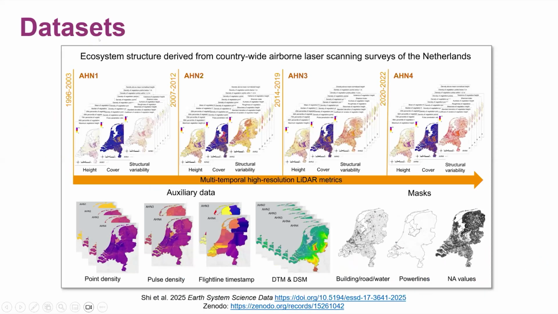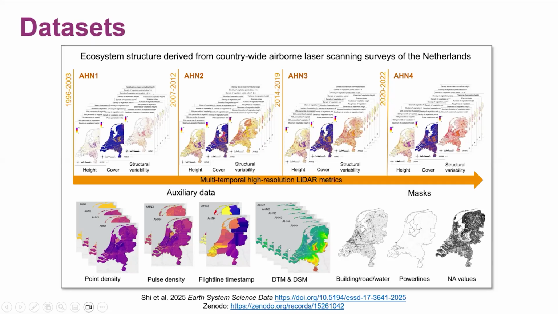Most recently, we have extended this from the AHN3 to also other AHN data sets, AHN1, 2, 4, so those that are currently available. And we have provided a number of auxiliary data sets at the same resolution so that you can deal with some of the challenges and biases. For instance, we have layers of point density, we have layers of pulse density, we have flight timestamp information, which gives you the idea of when a particular area was actually flown, so that you can also compare within the country when the information in a season was obtained.